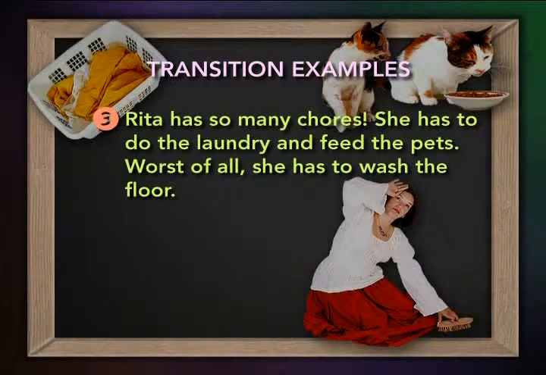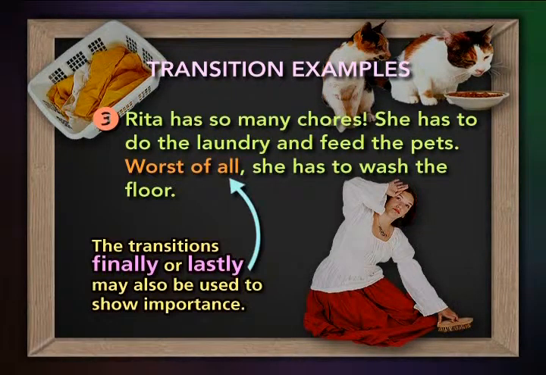Number 3. Rita has so many chores. She has to do the laundry and feed the pets. Worst of all, she has to wash the floor. I chose worst of all. I could also have used finally or lastly. All three of those transitions show importance. So they show that I'm building from laundry, feed the pets, to the last one, she has to wash the floor.